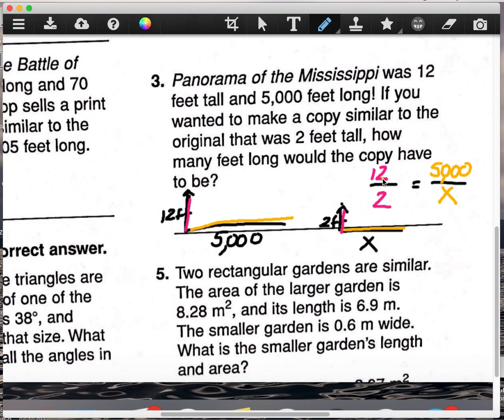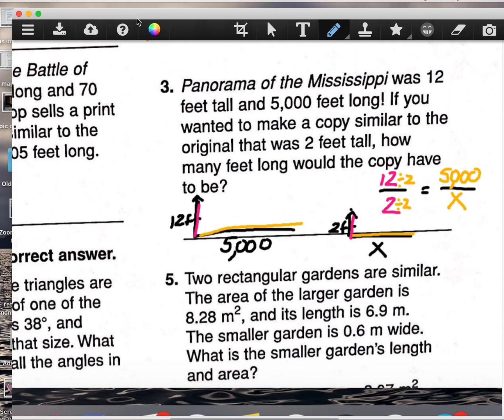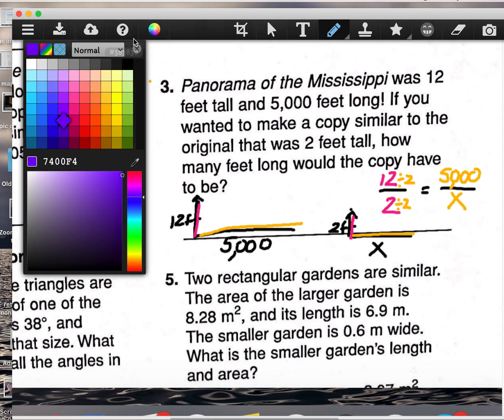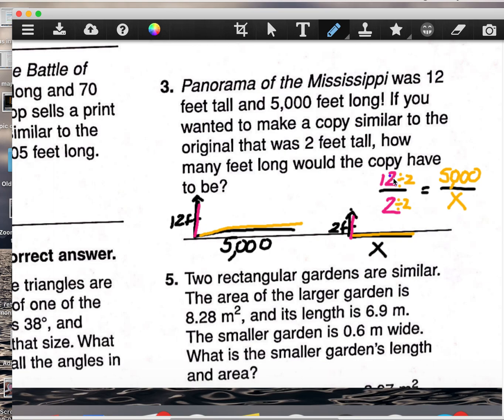There's a couple things you can do. Once your proportions are set up, you can simplify this. You don't want to change it to a mixed number, but you can see what can divide top and bottom just to make it simpler to do your math. I'm going to divide by 2. Whatever I do to the bottom, I've got to do to the top. 2 goes into 12 six times, and 2 goes into 2 one time.